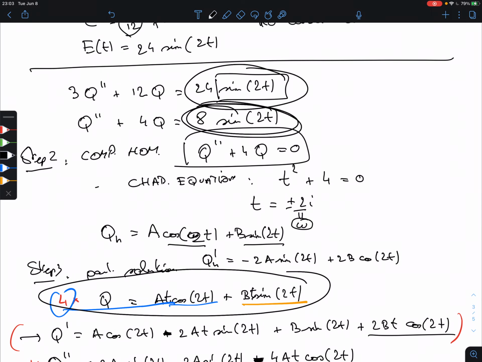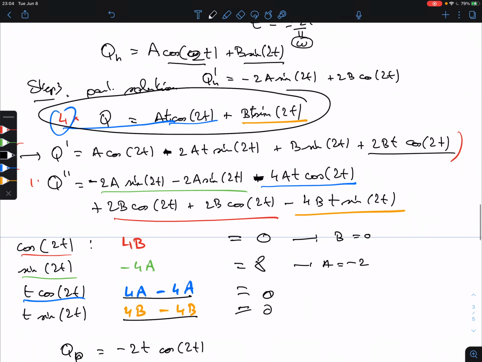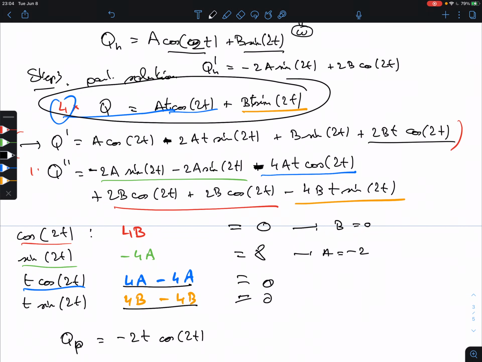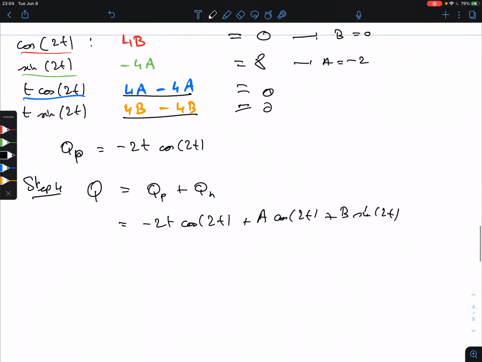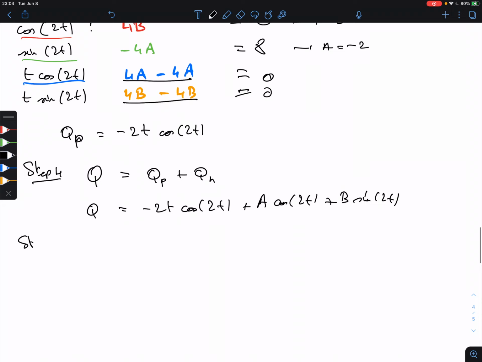I'm a little bit surprised. Wait, let me see. A is cosine. No, I guess it's correct, right? Sorry, let me know. Yeah, it's correct. Okay, so this is our general Q. Sorry, that I had to write it first up this way. Now we're going to use the initial conditions. So step 5, the initial conditions.